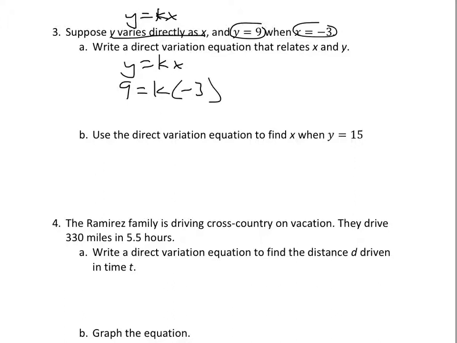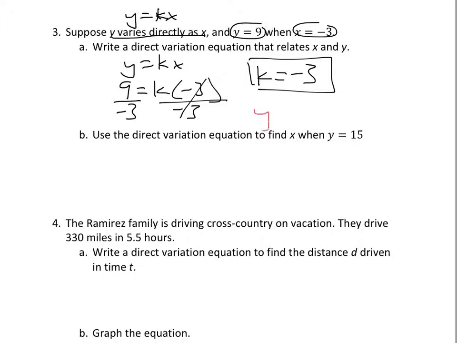So to get k by itself here, we need to divide both sides by negative 3, because right now it's multiplying by negative 3. Those cancel out, and k equals negative 3, because 9 divided by negative 3 is negative 3. Okay, so k equals negative 3. We want to write the actual equation. So the actual equation here is y equals negative 3x. So that's the equation that we're talking about when y varies directly as x.